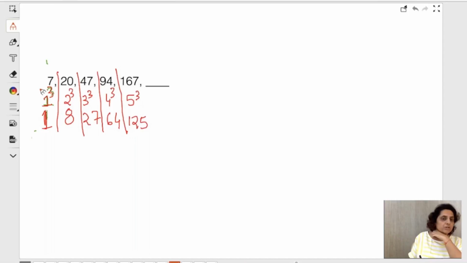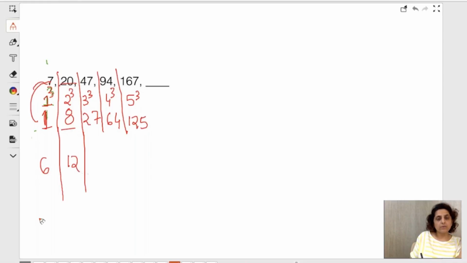So let's just see what's the difference between the cubes written here and the numbers. Here we have the number 7 and 1. 7 minus 1 would be 6. The difference is 6. Here we have 20 and 8. So 20 and 8, the difference is 12. And again, 47 and 27. What's the difference here? That is 20.